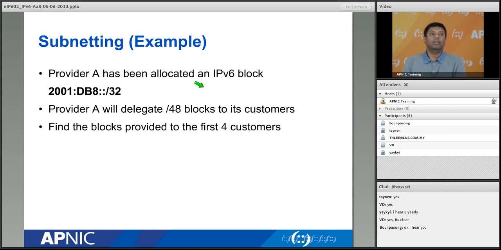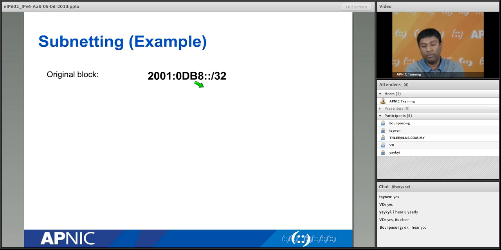All right. Subnetting example. What are the examples that we have to subnet? For example, provider A has been allocated an IPv6 block, which is 2001:db8::/32, right? So provider A will delegate /48 blocks to the customers. So when it delegates /48 blocks to the customers, what will it do? Divide the block provided to the 4 customers. So how do we do the subnetting? If it needs at least 4 subnets, how many bits does it need to take to build 4 subnets? If it takes 2 bits, then it can build 4 subnets, right? 2 to the power 2. So okay.